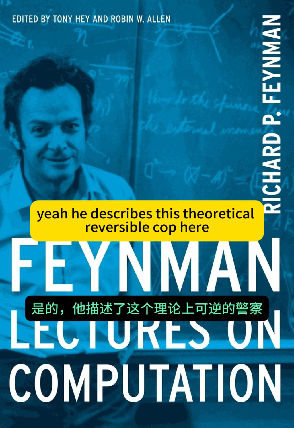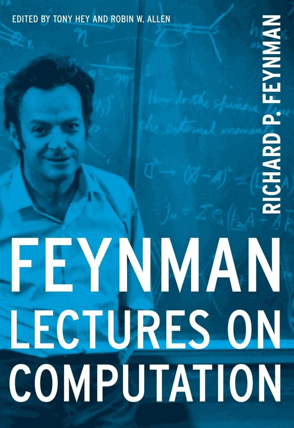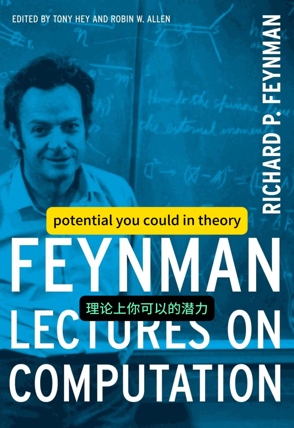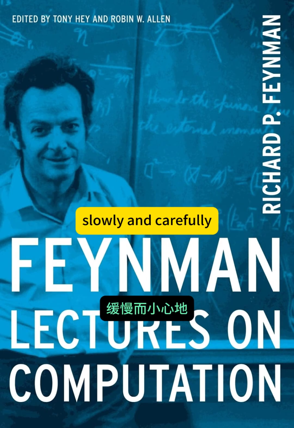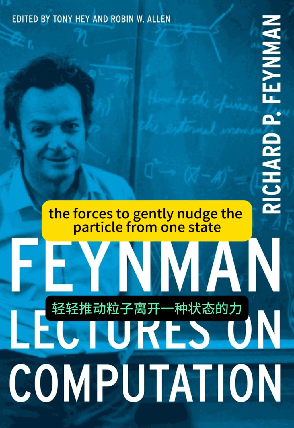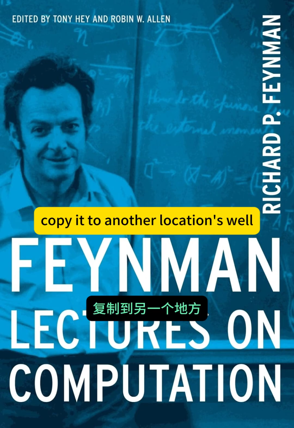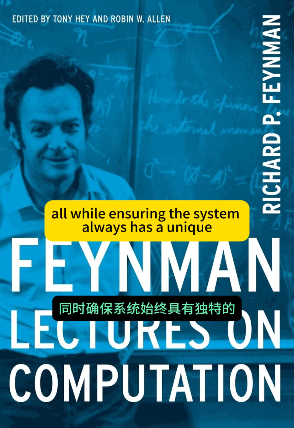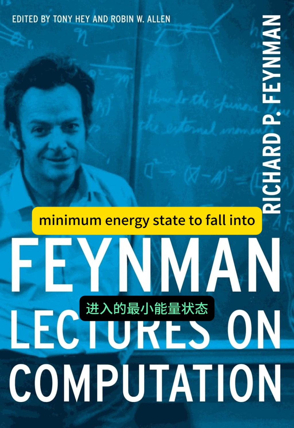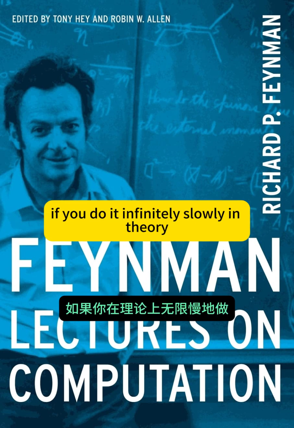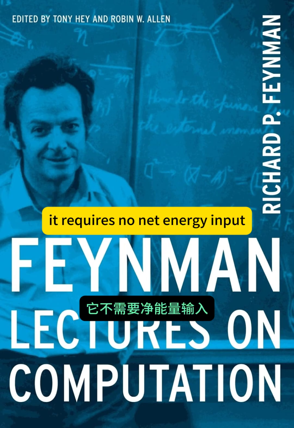Yeah, he describes this theoretical reversible copier using potential energy wells. Imagine a particle representing a bit in a double well potential. You could, in theory, slowly and carefully change the shape of the potential wells, the forces, to gently nudge the particle from one state, copy it to another location's well, and restore the original, all while ensuring the system always has a unique minimum energy state to fall into. If you do it slowly enough. If you do it infinitely slowly, in theory, it requires no net energy input.